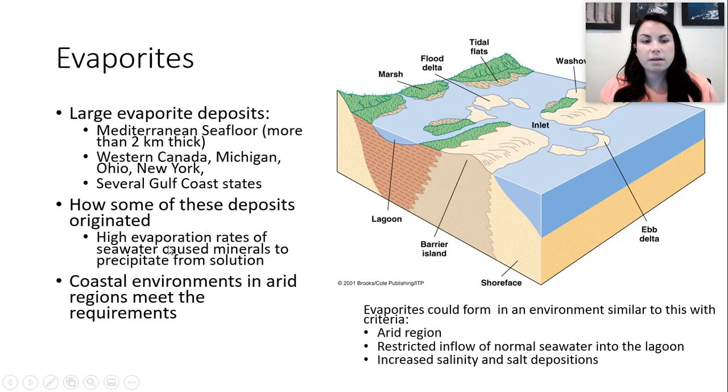And these are deposited when high evaporation rates of seawater cause minerals to precipitate from solution. We would see this in coastal environments, and arid regions can also meet the requirements. Evaporites could form in an environment similar to this, with, again, an arid region, even in a coastal environment, and then restricted inflow of normal seawater into a lagoon, or just places that have increased salinity and salt deposition.